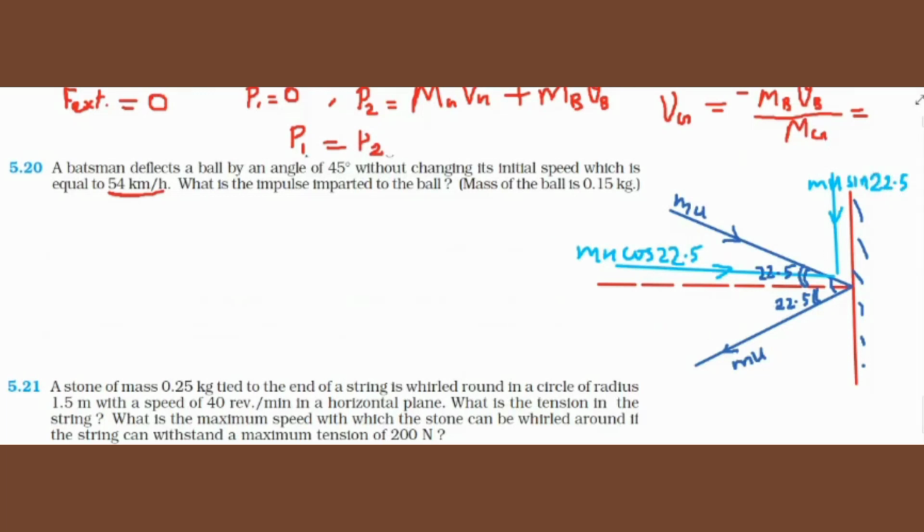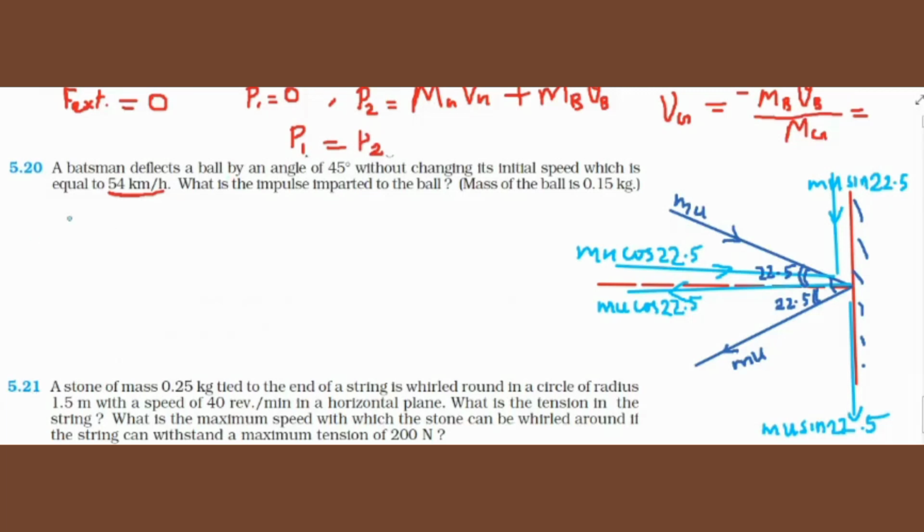Then the same pattern you can follow here. The final momentum resolve into components, one vertical component and one horizontal component, but this time you only have to see the direction, it will be like this. Again this angle is 22.5, so this component will be mu cos 22.5 and this will be mu sin 22.5.